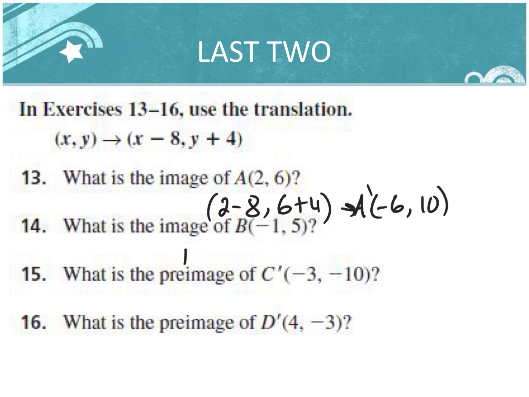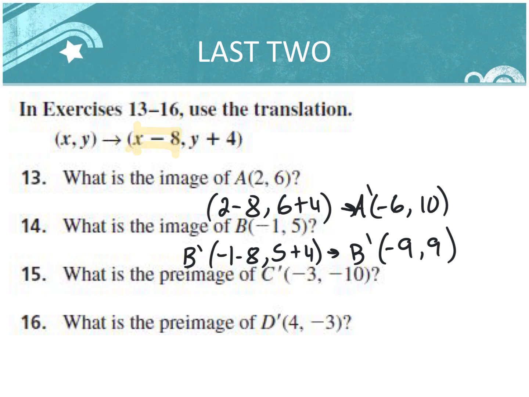We do the same thing for B prime. It's going to be -1 minus 8, 5 plus 4. So we're going to get that B prime is going to be -9, 9. Now, here we're going to be working backwards. They gave us already the prime, but they want us, for number 15, to find the original, or the pre-image. So we're moving backwards. Just like the midpoint formula, this works independently, okay?